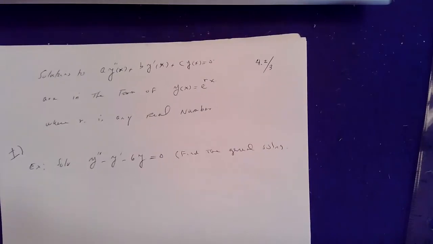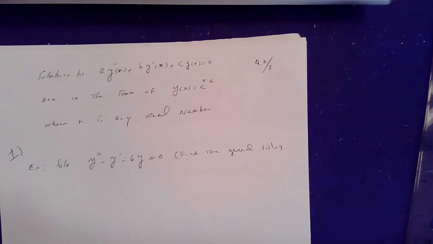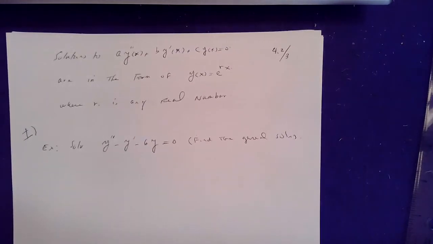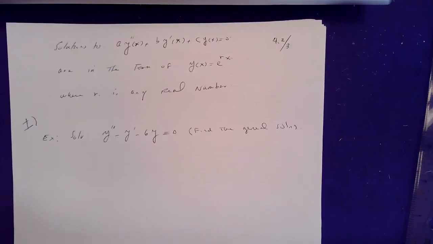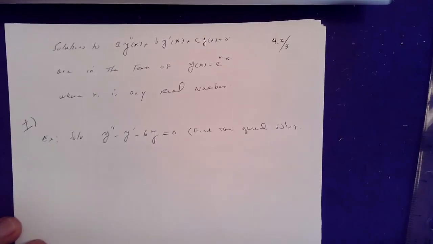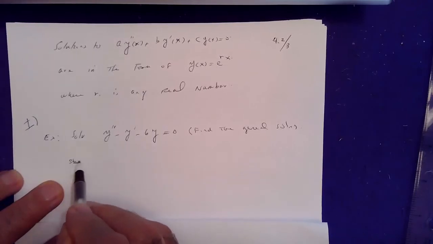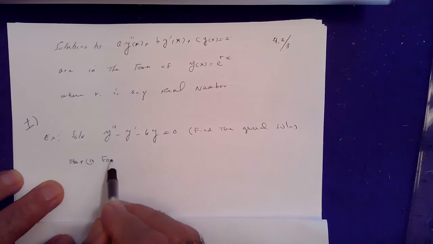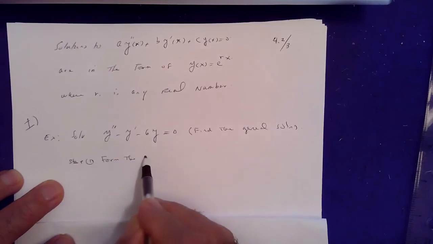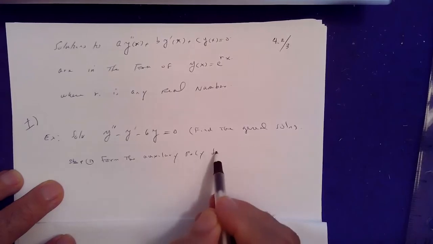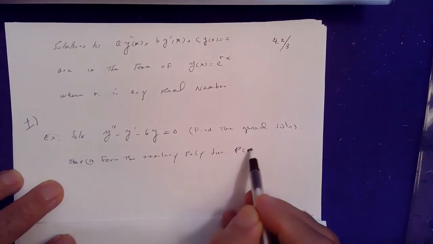So we established the fact that solutions to that kind of differential equation would have this kind of form, e to the power of rx. And now let me show you how to solve these kind of equations from scratch. So here's what we do. Step one is form the auxiliary polynomial function, correct? P of r.